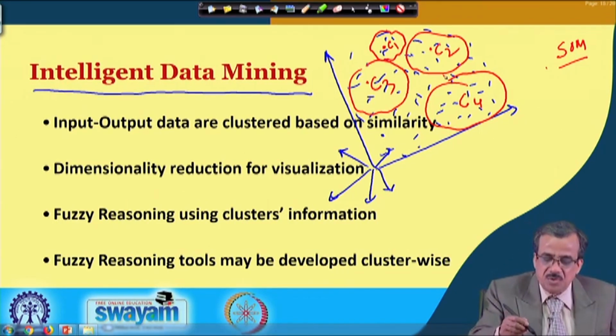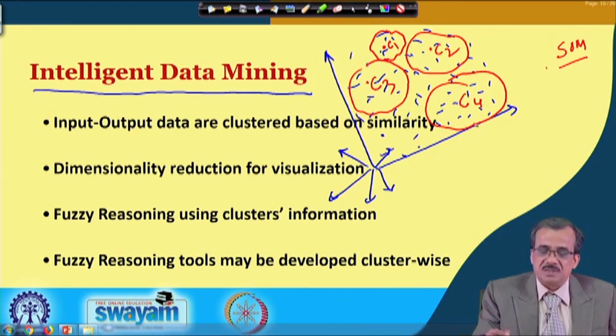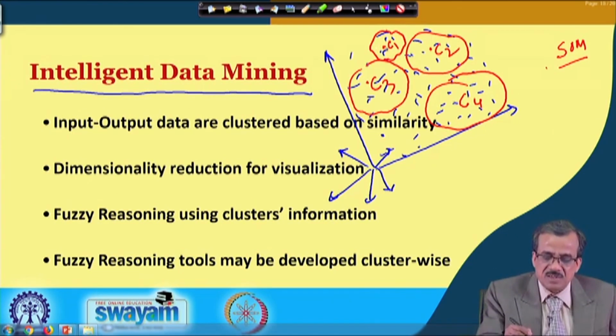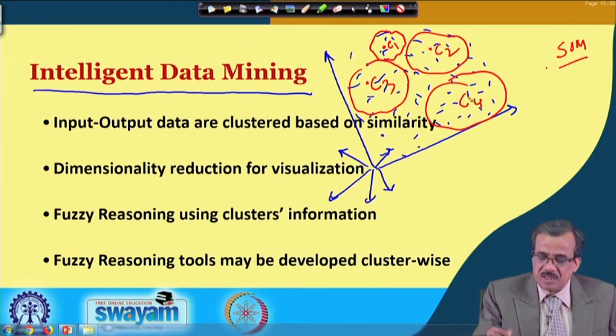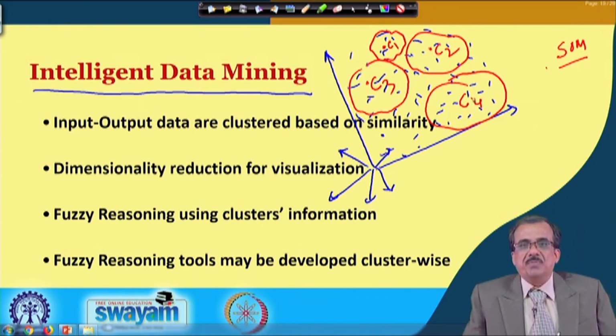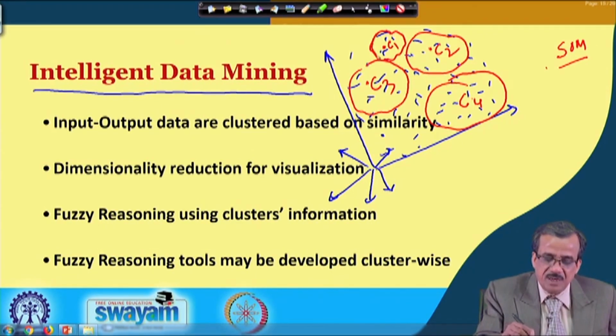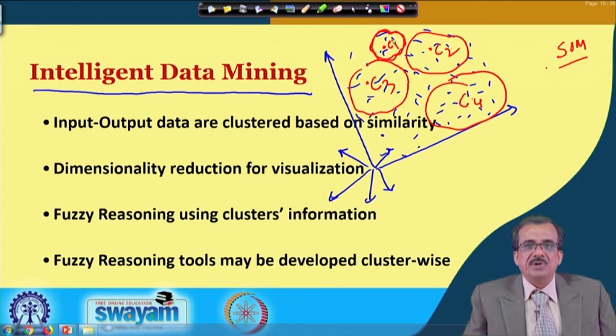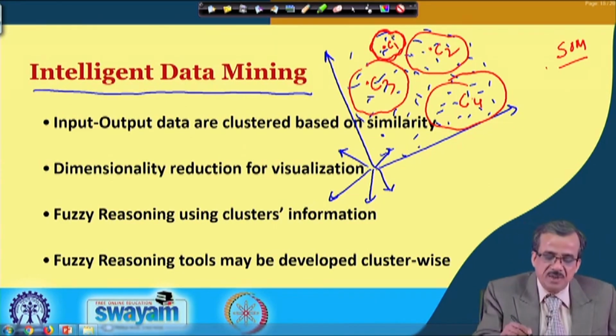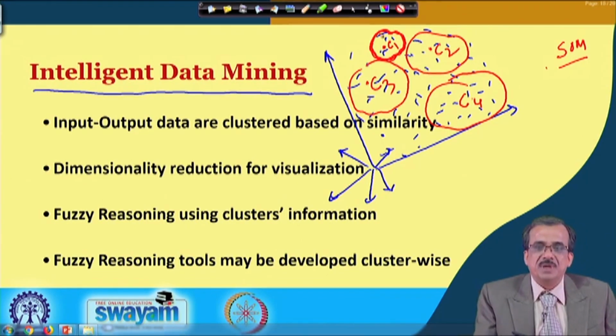Now, let us see how to do it. Supposing that we have got say 4 clusters, for each of the 4 clusters I have got a cluster center, and the cluster center has got some property. So, what I can do is I can use some fuzzy reasoning tool here, just to find out the input output relationship, or I can use some neural network here to find out the input output relationship.